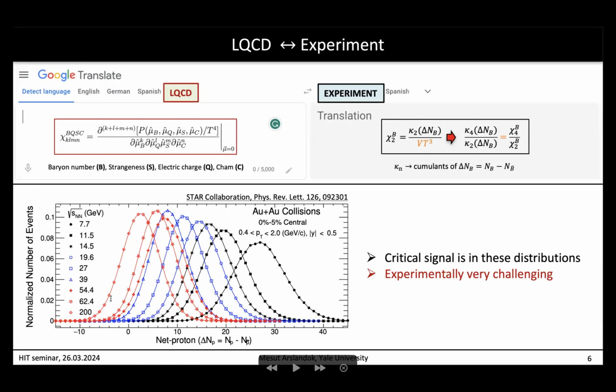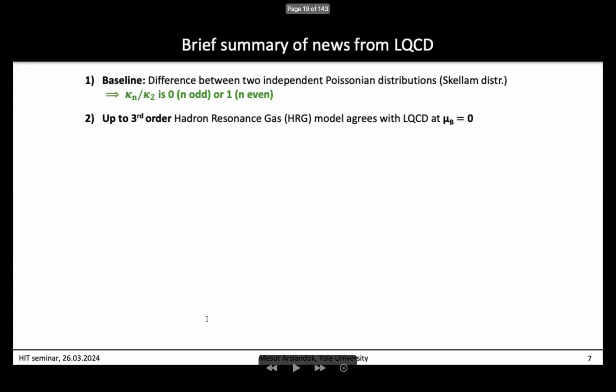So experimentally, it is very challenging because we are not trying to correct the data only in the mean, but we are trying to correct, for example, the whole shape. That's what makes it very challenging. And that's the reason we also need guidance from the theory. This is very simply what we exactly do.